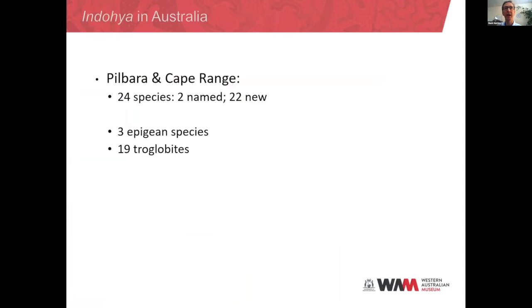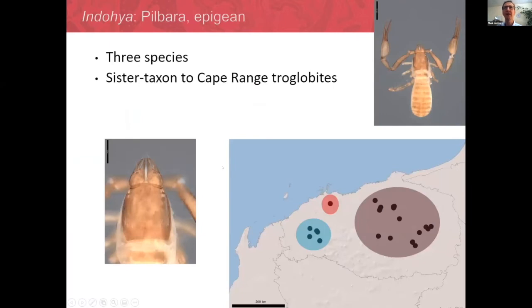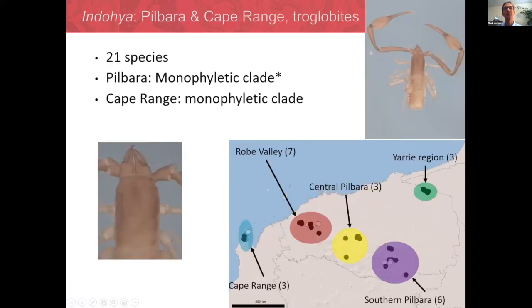Moving down to the Pilbara and the Cape Range, the most southern extent, we currently recognise 24 species, 2 of which have names, 22 are new. There are 19 troglobites and 3 epigean species. The epigean species, 2 of them are relatively widespread in the Pilbara. One is quite localised at the moment, but they've got eyes and are relatively nondescript looking animals, and 21 different species of troglodytic taxa from across Cape Range and the Pilbara region.